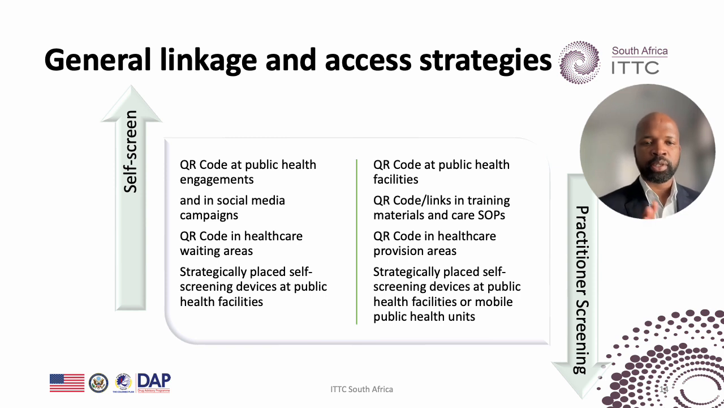We mentioned that self-screening and practitioner screening are going to be the primary ways in which this tool is used. In terms of self-screen, should there be public health engagement, as has been the case already with our Department of Social Development at the National Office, there can be QR codes that members of the public can scan to screen themselves, and it can be used in social media campaigns and in healthcare waiting areas. In terms of practitioner screening, this can be incorporated at public facilities as well as during the development of training materials and care SOPs, as well as within healthcare provision areas. Another alternative which has been discussed with some policymaker partners is having strategically placed self-screening devices at public health facilities or at mobile public health units.